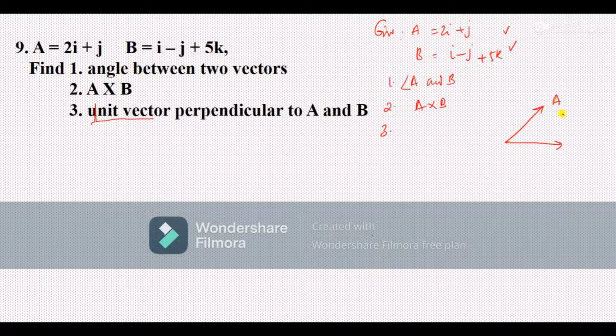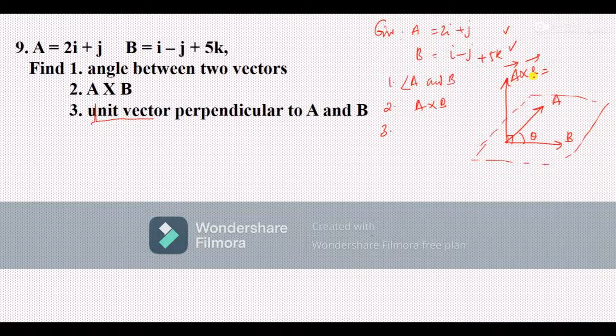So here, a unit vector perpendicular to AB means, when there are two vectors with an angle between them, the perpendicular will be at 90 degrees to both. So this is equivalent to our cross product A cross B. That means a unit vector along the A cross B direction.